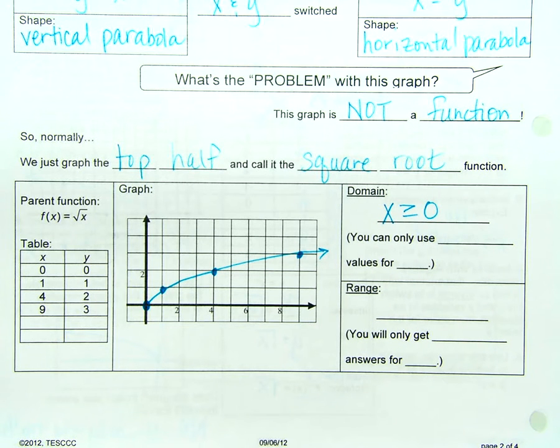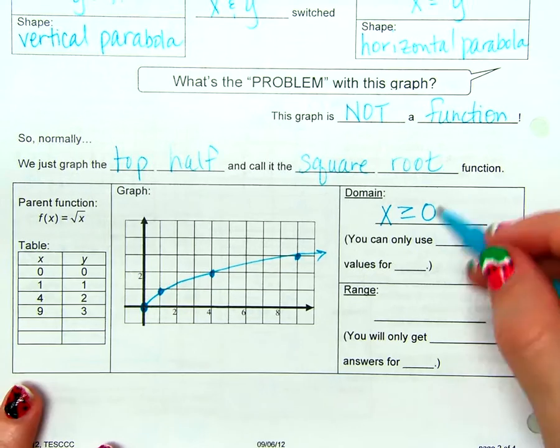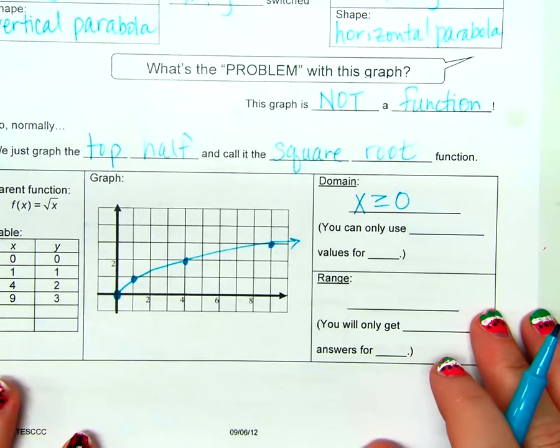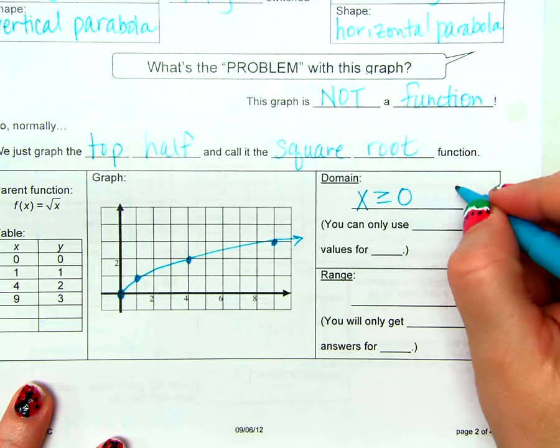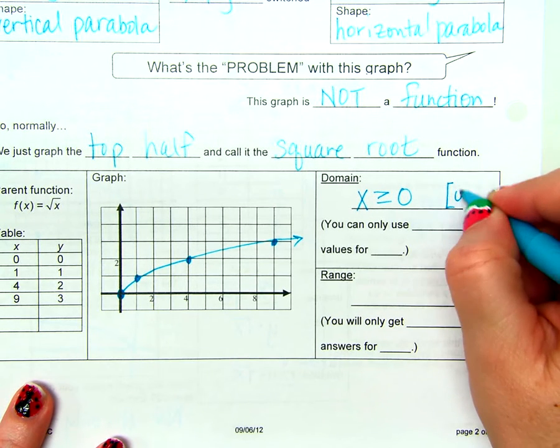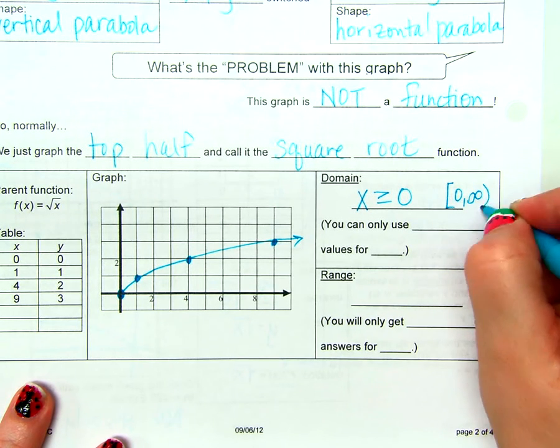Absolutely. Okay? Do you remember the other way that I showed you at the very beginning of the year that you might have to write domain and range? Like this? Okay, I'm just making sure. I don't want to lose anybody.